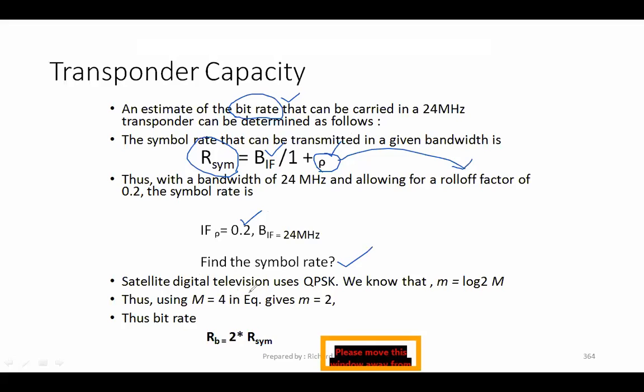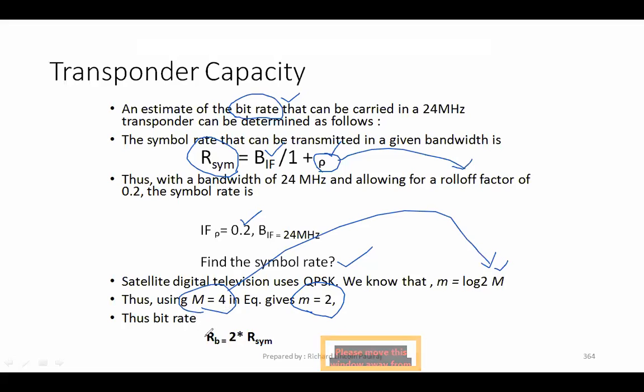Satellite digital television uses QPSK type of communication, which is quadrature phase shift keying. And we know that M is equal to log 2 M. If we substitute M is equal to 4, this is actually base 2, so we will be getting M is equal to 2. So if 4 is substituted here, you can do the math. Why are we doing this?